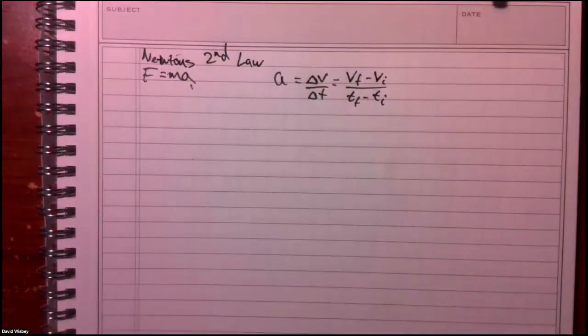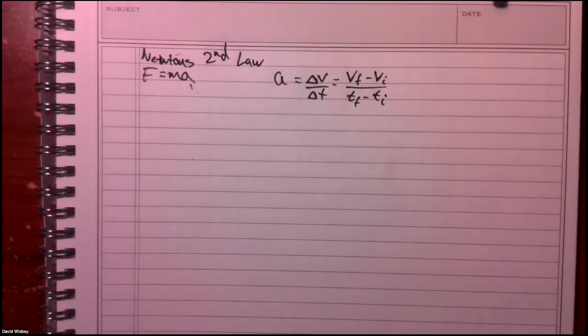Newton was a famous physicist, of course, in the 1700s. He basically put down everything that we know about classical physics. He was really kind of the father of modern science.